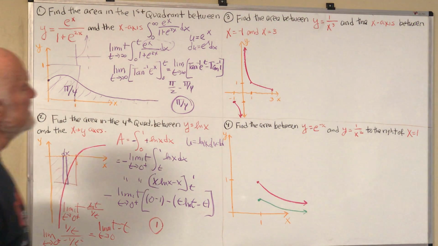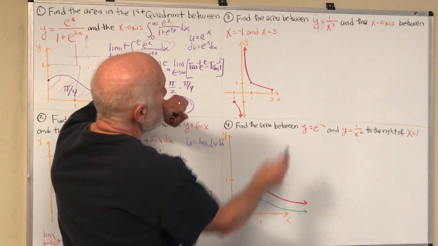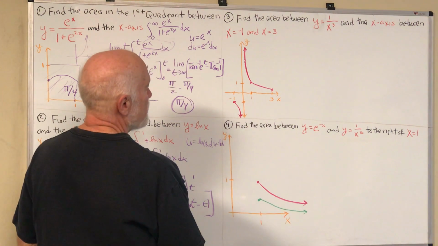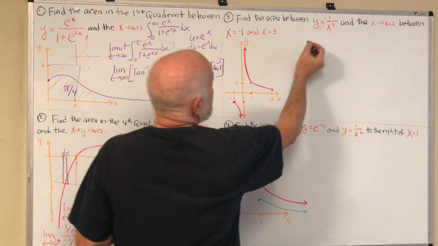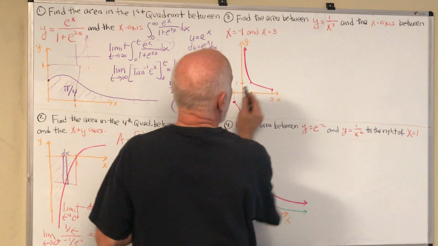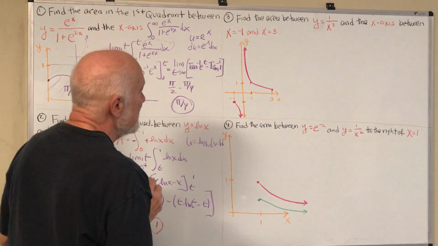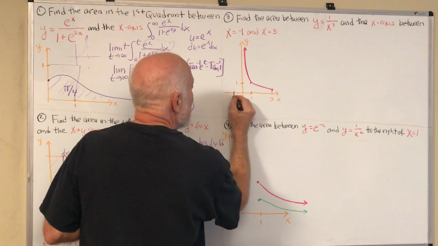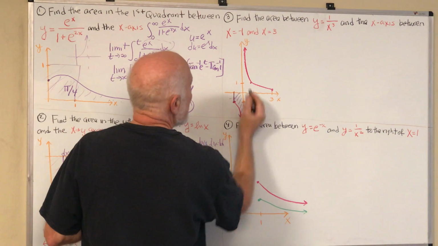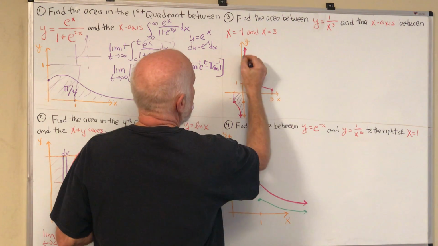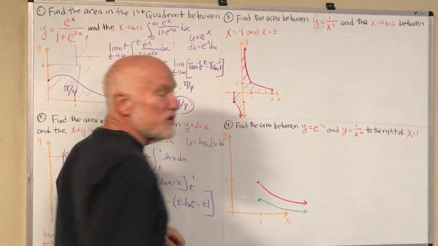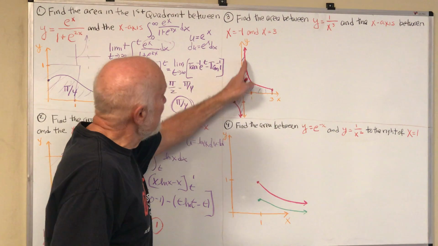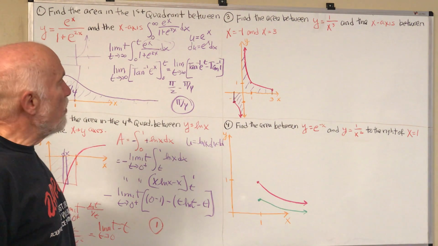Okay, so find the area between 1 over x cubed and the x-axis between negative 1 and 3. So you can see the problem. At x equals 0, which is between negative 1 and 3, we've got a discontinuity in this function. There's an asymptote here. So we're trying to find this area plus this area, which could be finite or could be infinite. Depends on how fast it's hugging the y-axis.